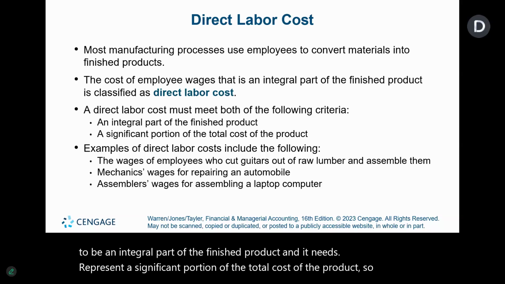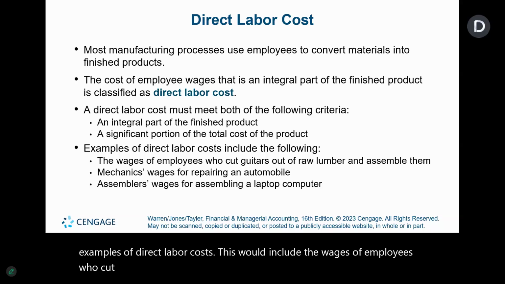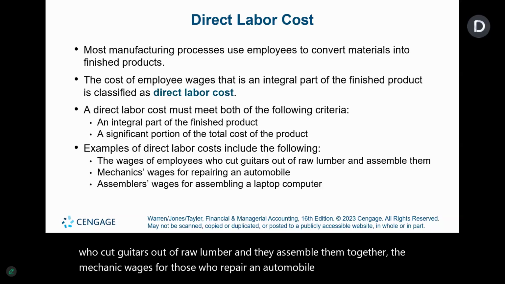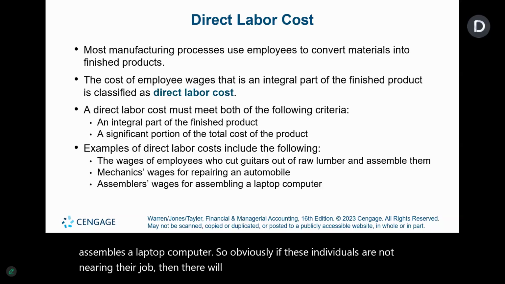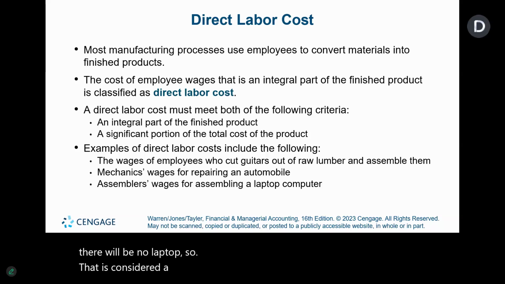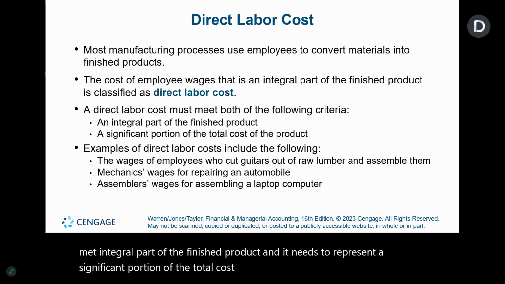Some examples of direct labor costs would include the wages of employees who cut guitars out of raw lumber and assemble them together, the mechanic wages for those who repair an automobile, or also an assembler who assembles a laptop computer. Obviously, if these individuals are not doing their job, then there will be no guitars, no automobiles, no laptops. So that is considered a direct cost. And again, the two requirements need to be met: an integral part of the finished product, and it needs to represent a significant portion of the total cost of the product.